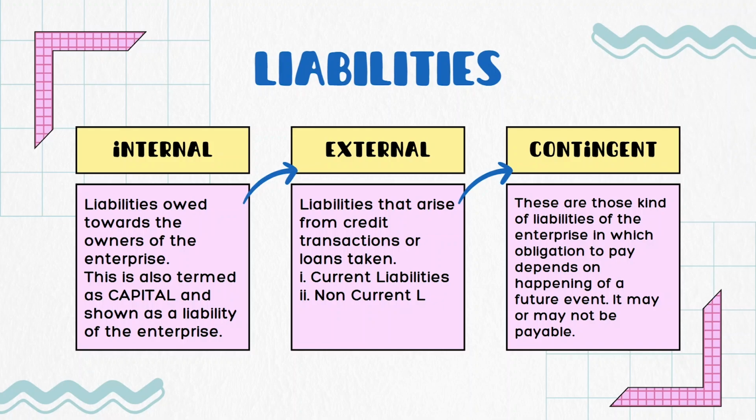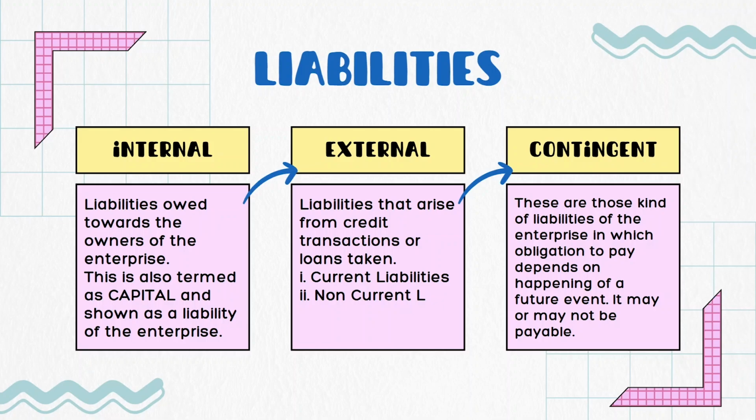Now, in the business, transactions are always recorded from the point of view of the business. Accordingly, we have internal liabilities, external liabilities, and contingent liabilities. Now, internal liability is that liability which is owed towards the owners of the company. It is also known as capital.